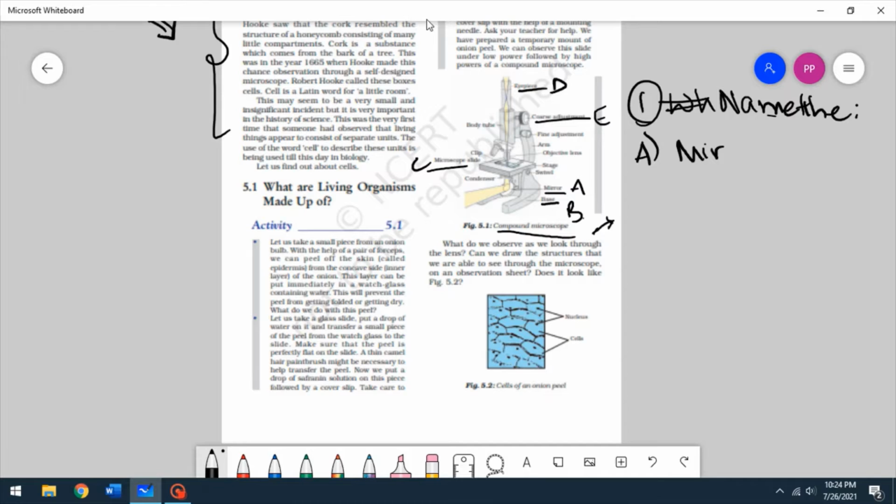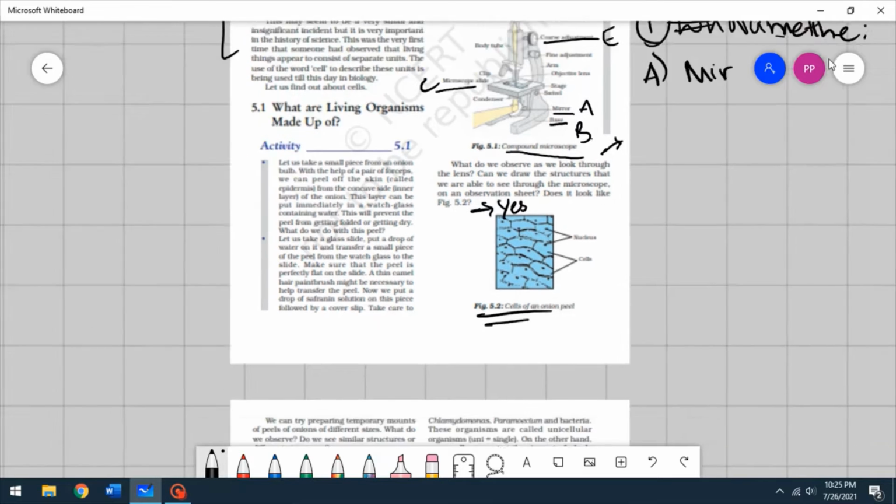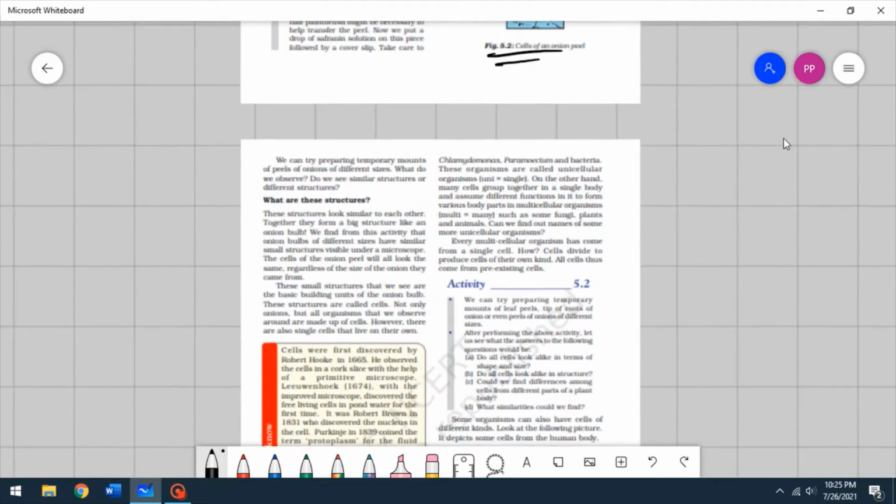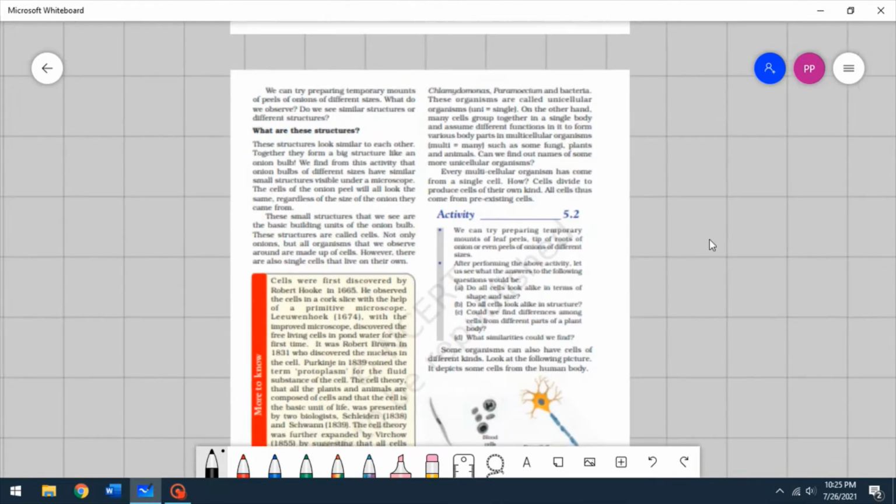Can we draw the structures that we are able to see? Most of the time, yes, and I hope most of you can. And does it look like figure 5.2 right here? The answer to this would be a definite yes. Alright. So then, moving on to page 2.